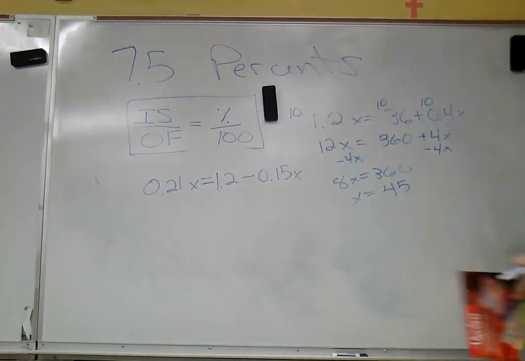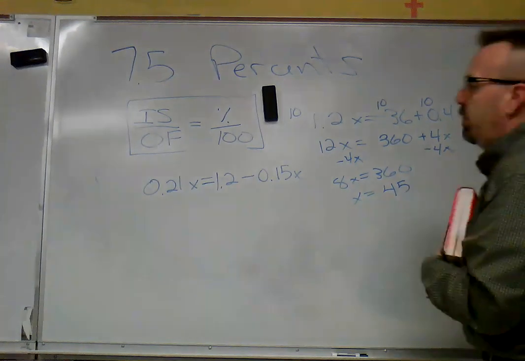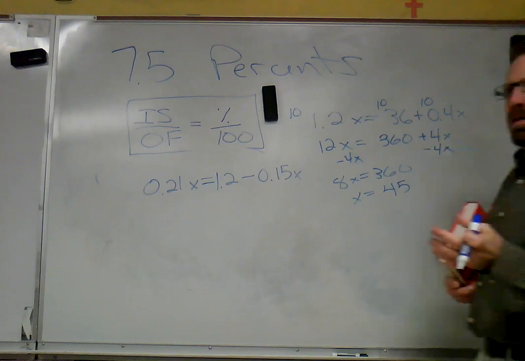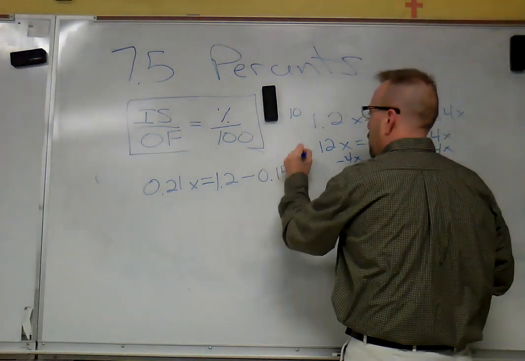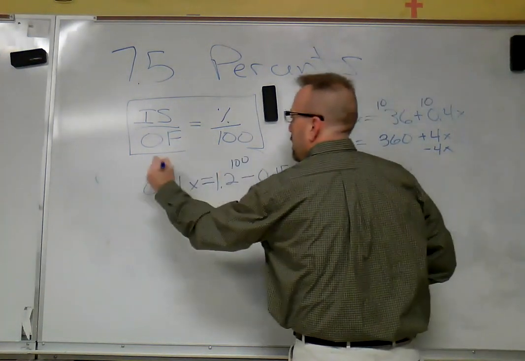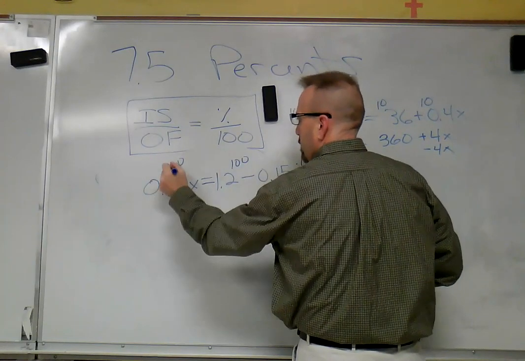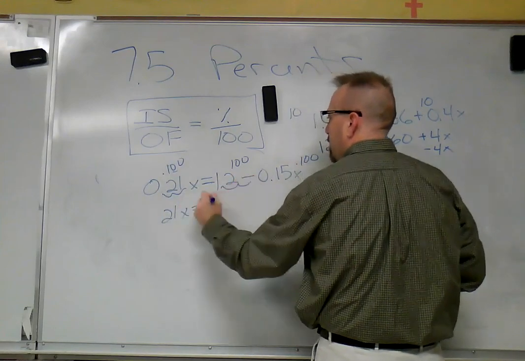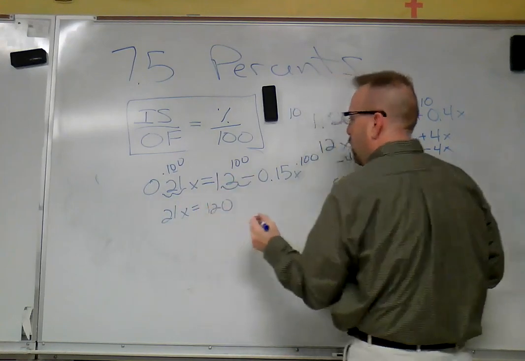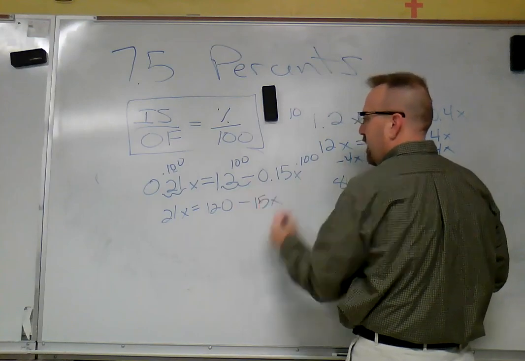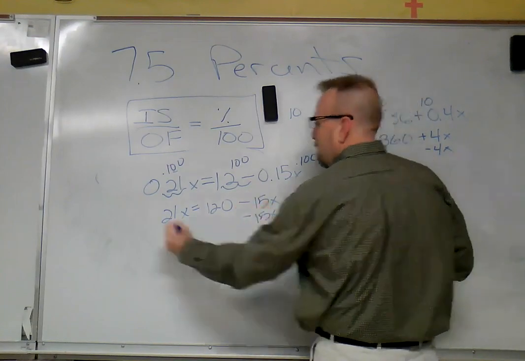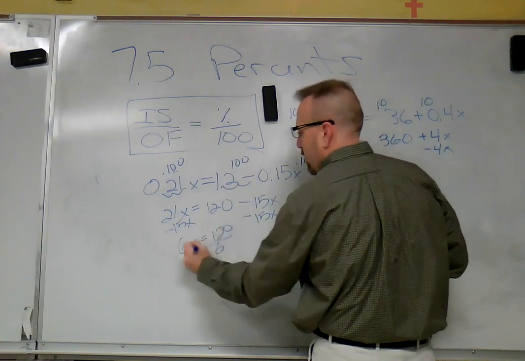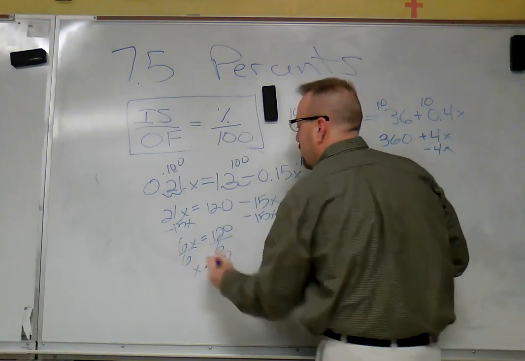So we have 0.21x equals 1.2 minus 0.15x. What's our largest decimal place? Hundredths. So we're going to times by 100 for every single part. So here that means 2 zeros, so move it over 2 places. 21x, move it over 2 places. Equals 120 minus 15x. 6x would equal 120. Divide by 6, x equals 20.